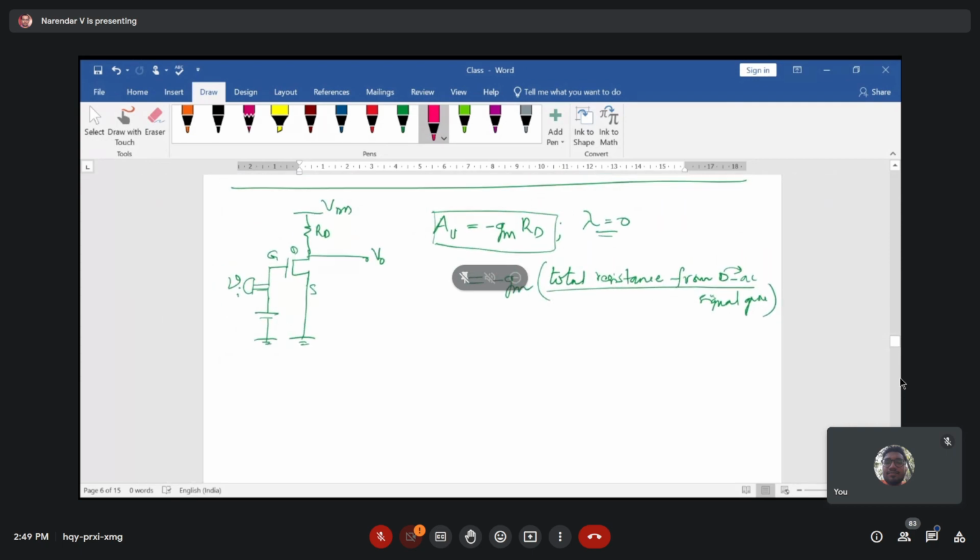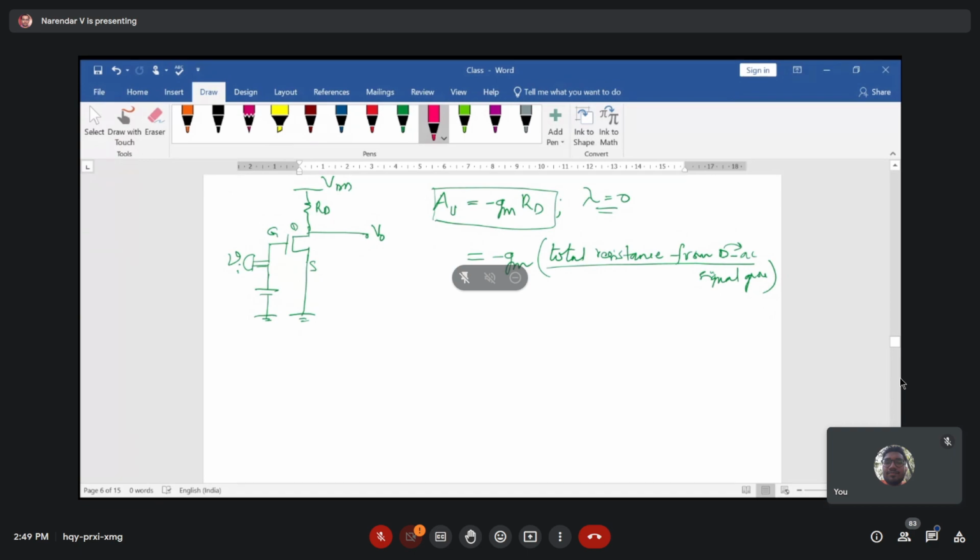Let's take a small modified version of this circuitry. Let's say we have the same common source amplifier, VI and DC biasing, and here is V naught, the RD resistor that we have, which is connected to VDD. Now with this VDD, what we'll try to do is add a resistor called R1.